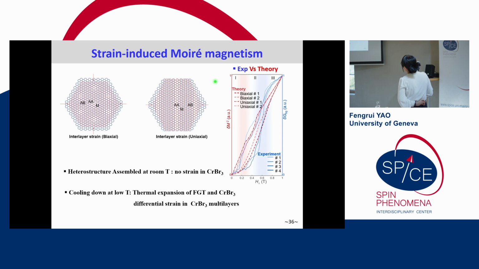To further confirm this, we did DFT calculations with certain in-plane differential strain, which is shown as the red curve here, and the blue curve is our experimental result. The theory result shows indeed this differential strain will induce the coexistence of antiferro and ferro, and the switching will match together with these jumps we observe experimentally.